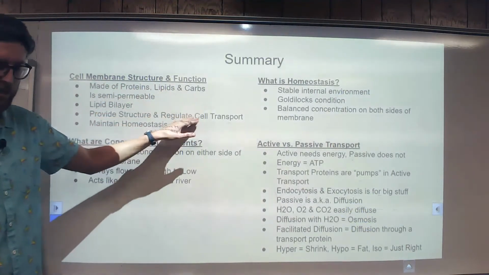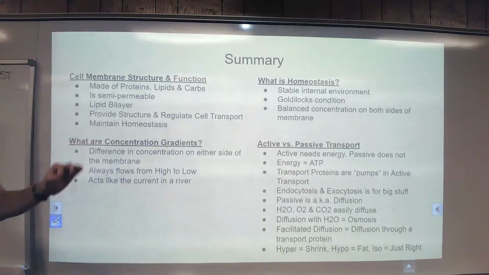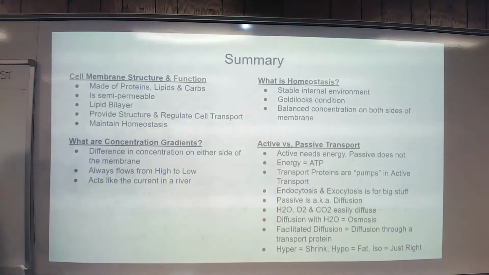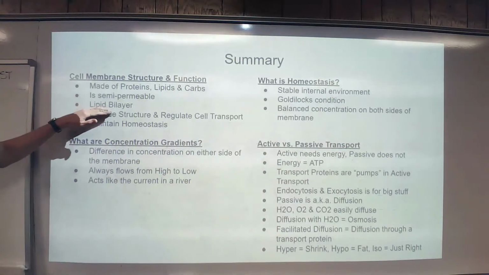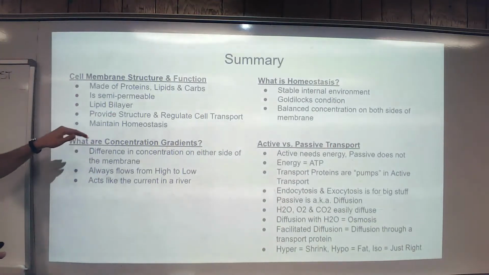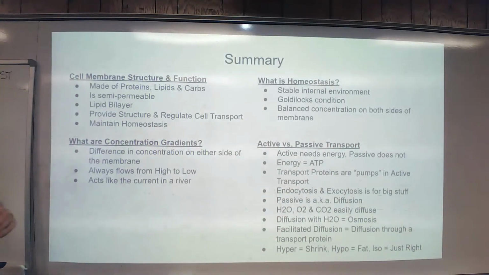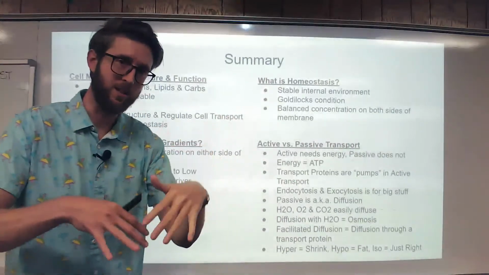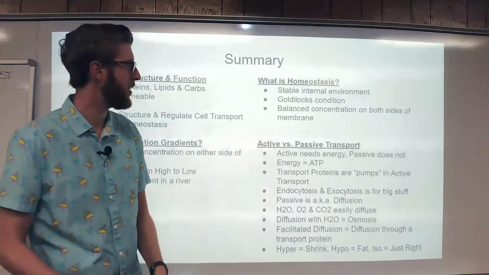on cell membrane structure and function, the cell membrane is made up of proteins, lipids, and carbs, all three of those things. It's semi-permeable. Some stuff can come in, some stuff can come out, but not everything can come in and out. It's made up of a lipid bilayer, two layers of those lipids. It provides structure and regulates cell transport, and it maintains homeostasis. What is homeostasis? It's that stable internal environment. Think of Goldilocks, not too much, not too little, just right.